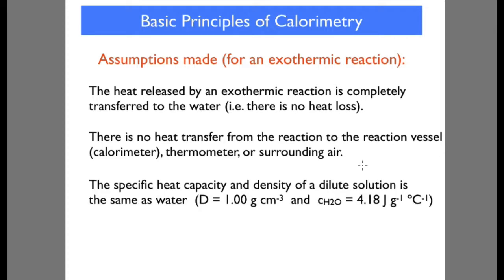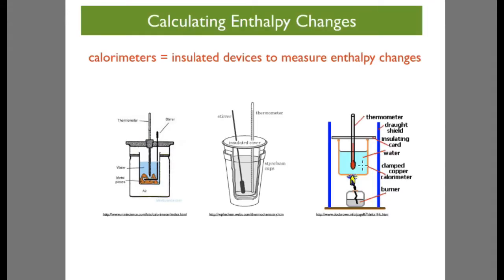And finally, the specific heat capacity and density of a dilute solution is the same as water. So we treat these solutions as having a density of 1 gram per centimeter cubed, and having a specific heat capacity of 4.18 joules per gram per degree Celsius.